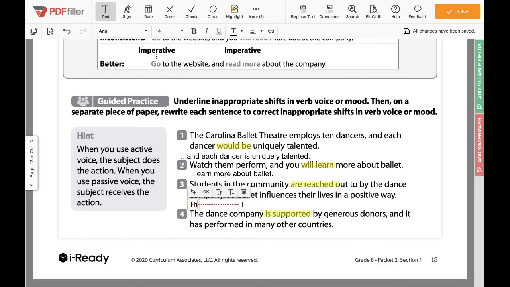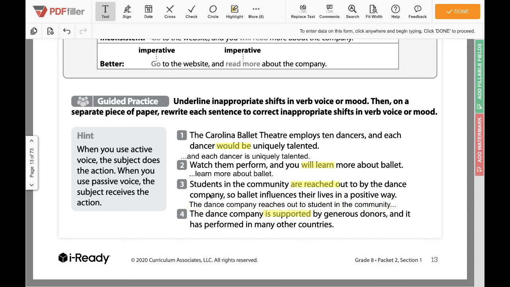So if we make it active, we need to put the dance company at the beginning because they're the ones that are doing something. Now, what are they doing? Reaching out. So we would say the dance company reaches out to, who are they reaching out to? Students in the community. And that's all we have to do there, because the end's the same. So we changed it to where it's active, so we have to put the dance company at the beginning because that's who we're talking about here. The dance company does what? They reach out to students in the community.